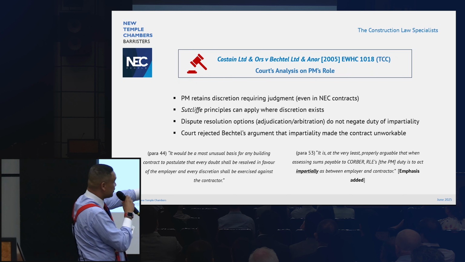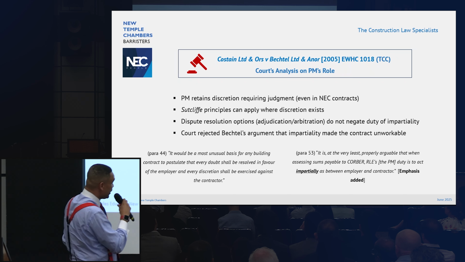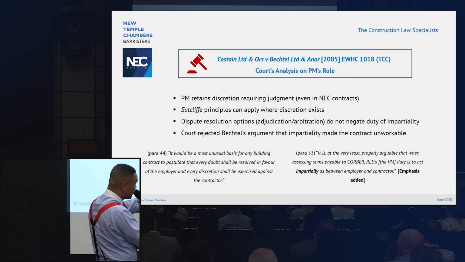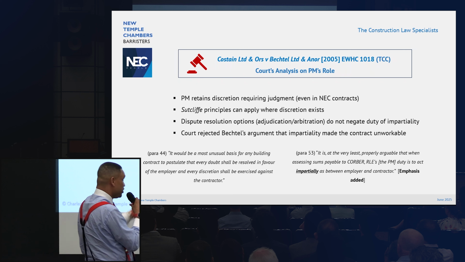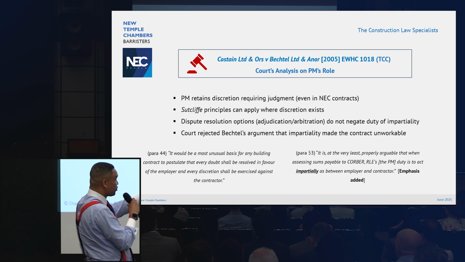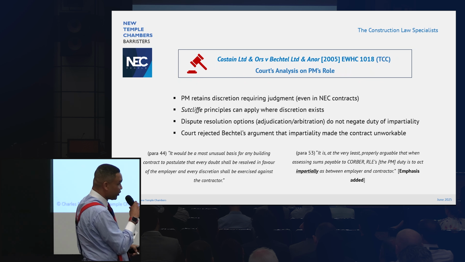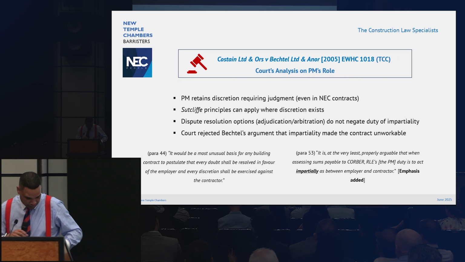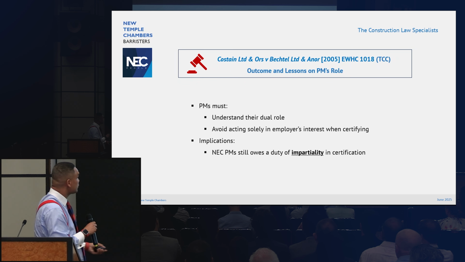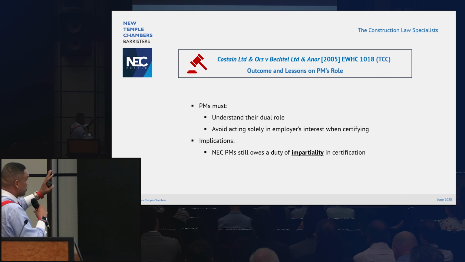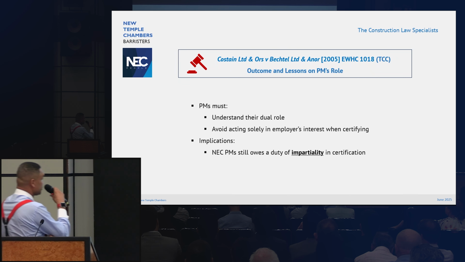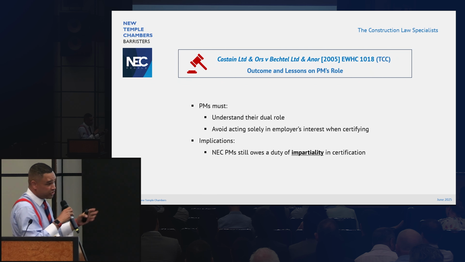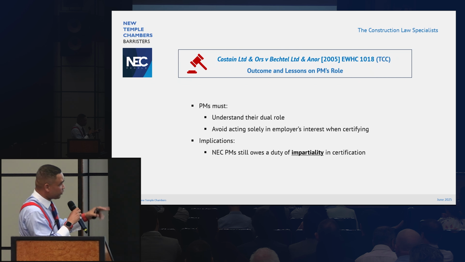At paragraph 53 of the judgment, it makes it quite clear. It's at the very least properly arguable that when assessing sums, there is a duty to act impartially, albeit you may work for the employer, but to act impartially between the employer and the contractor. PMs should understand their due role, and certainly when it comes to certification, avoid acting solely in the employer's interests when certifying.